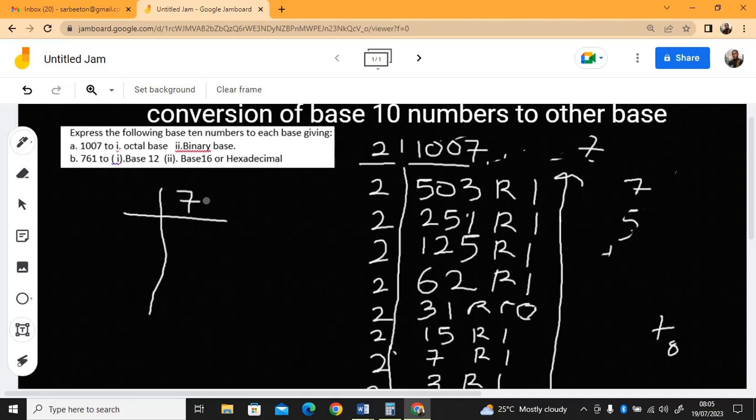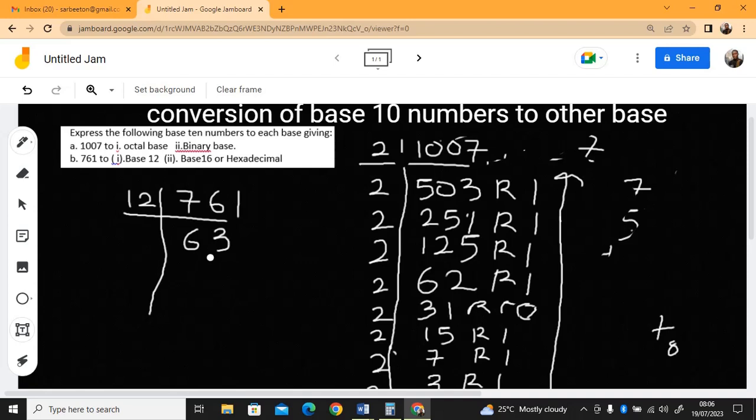761. So you're going to divide it by what? By 12. So 761 divided by 12. I'll get 63. It's not "I think", it's 63. So you multiply 63 times 12, then you subtract it from the main number.